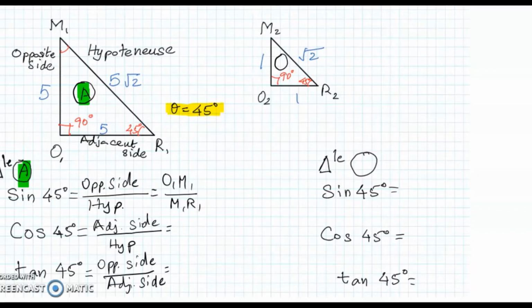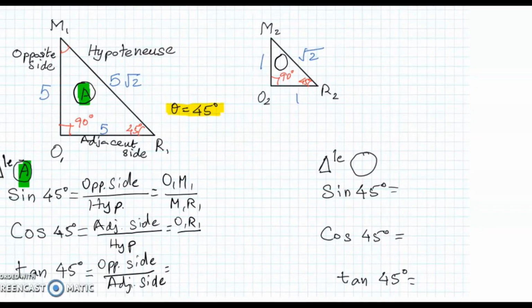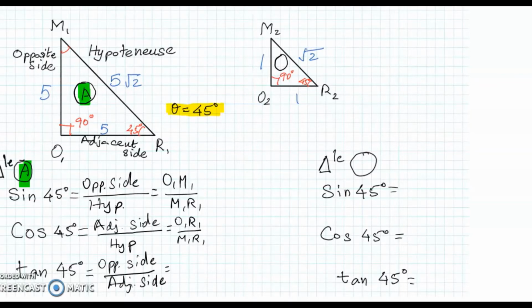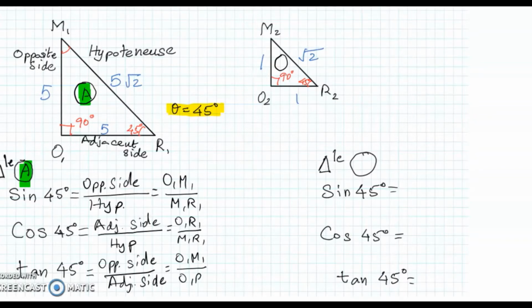Similarly, we can mark all the other two. So cos 45 degrees for triangle A will be adjacent side, which is O1 R1, over hypotenuse, which is M1 R1. And tan 45 degrees will be opposite side by adjacent side. The opposite side of triangle A is O1 M1 over O1 R1, which is the adjacent side. I hope this is very clear to you now. Okay, so let's move on.